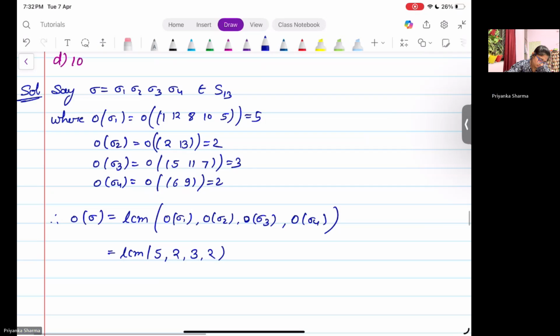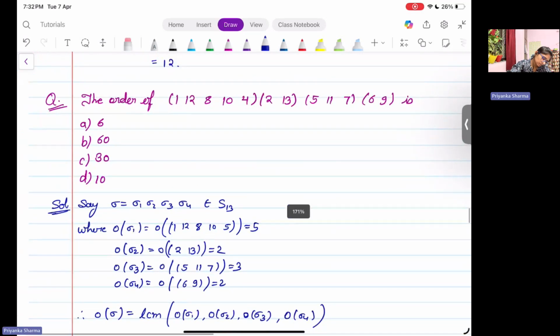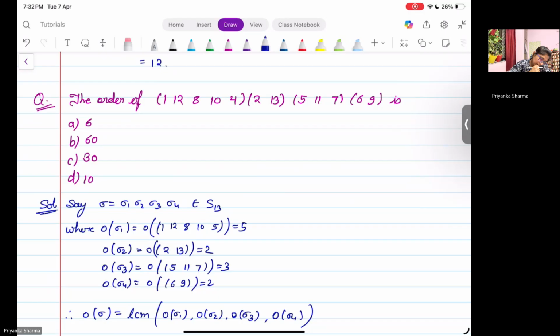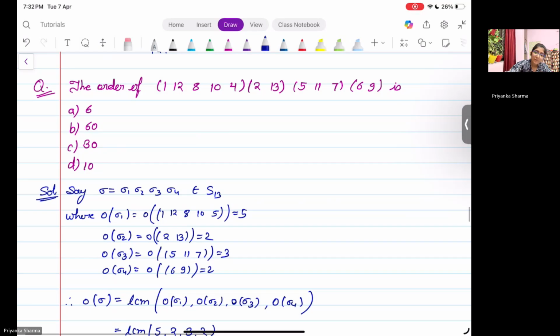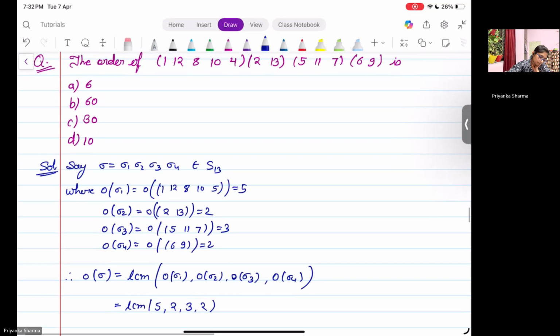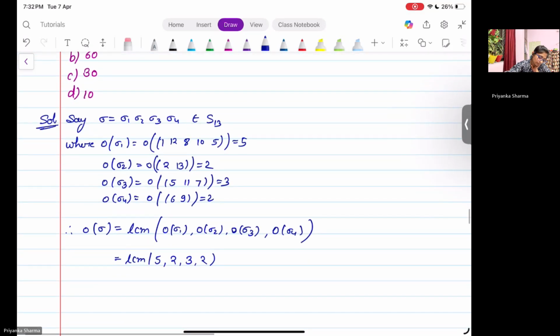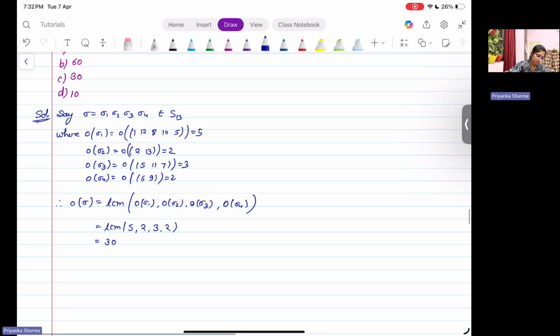Wait, there's something missing. One, two, three is not there. No? Okay, so 3 is fixed. In that case, the LCM is 30. That is, the order of sigma is 30.